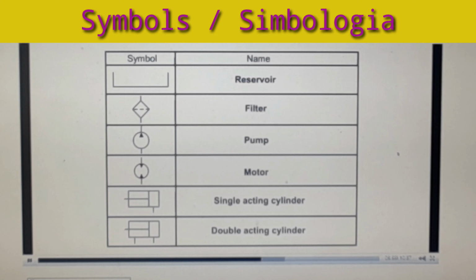Let's look at the basic symbols found in GENIE mobile hydraulics. The following components are indicated in a hydraulic schematic by the symbols shown: reservoir, filter, pump, motor, single-acting cylinder, double-acting cylinder. Take a few minutes to review the symbols before you continue.